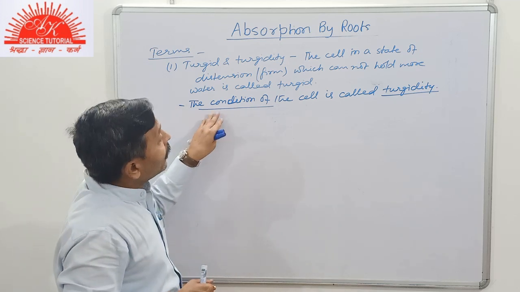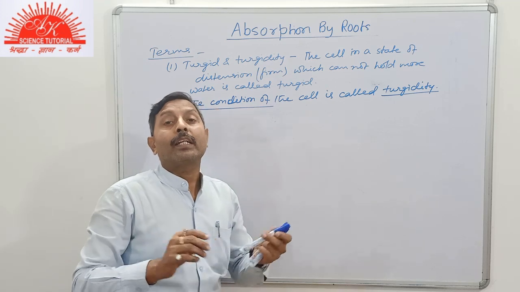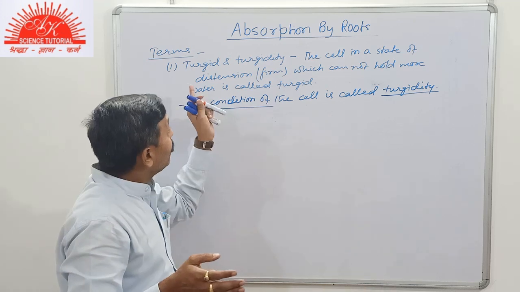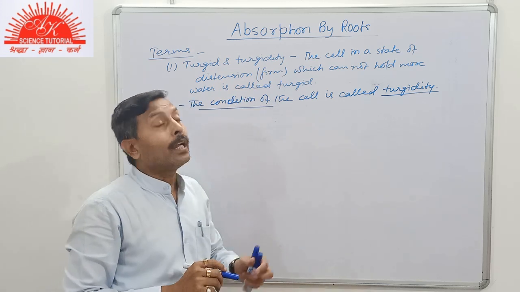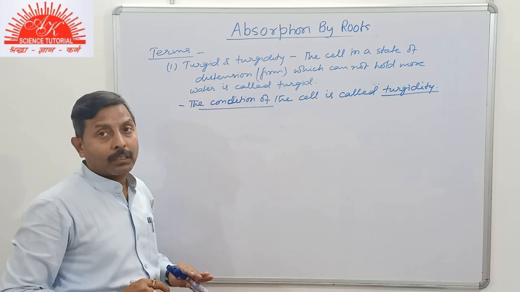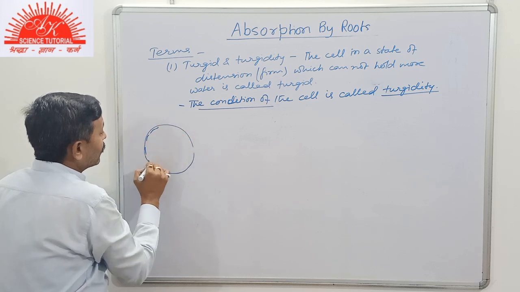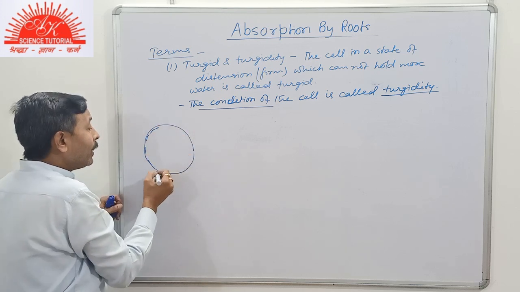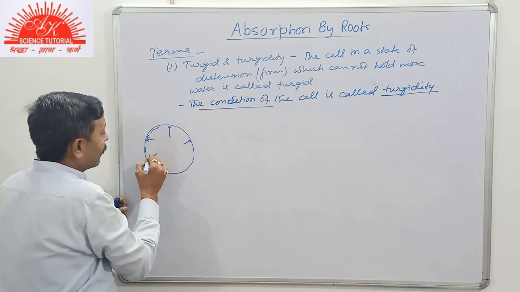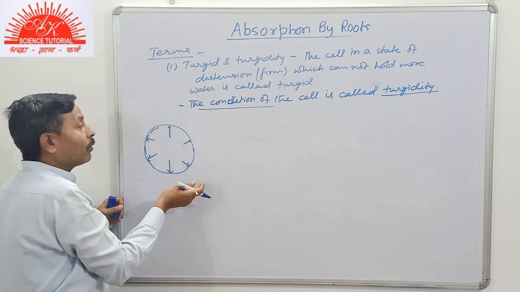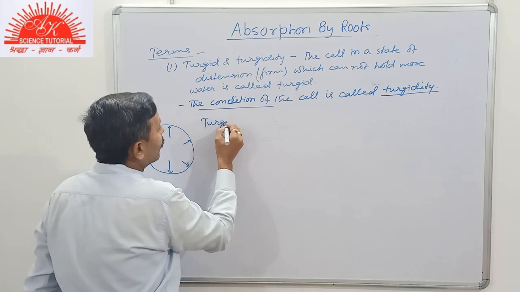So what is the condition required for turgidity to occur, or for the cell to become turgid? It will take place when endosmosis takes place. That is, when the cell is placed in a hypotonic solution, then the cell will become turgid. But now, students, suppose the cell becomes turgid. When the endosmosis has taken place, its cell contents are exerting outward pressure, due to which it is unable to hold more water. So here the term used is turgor pressure.